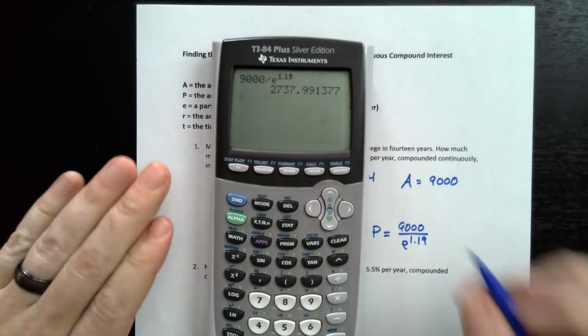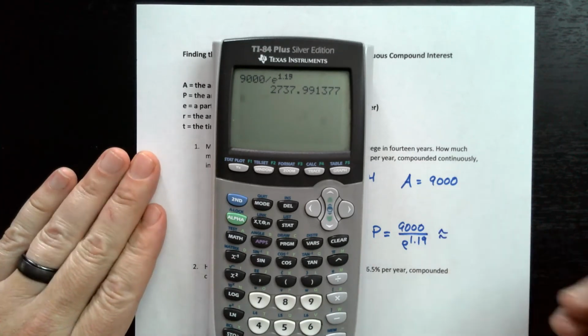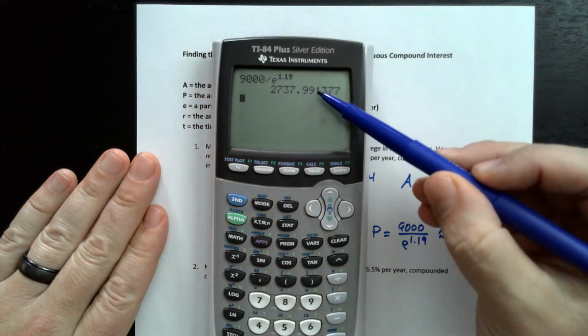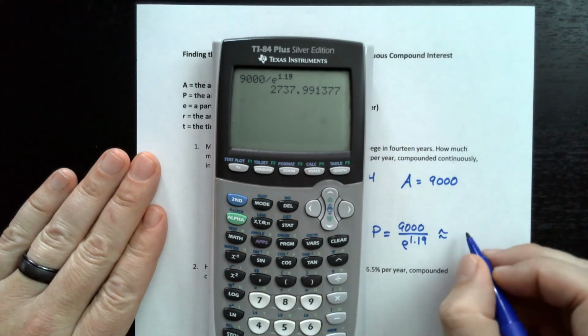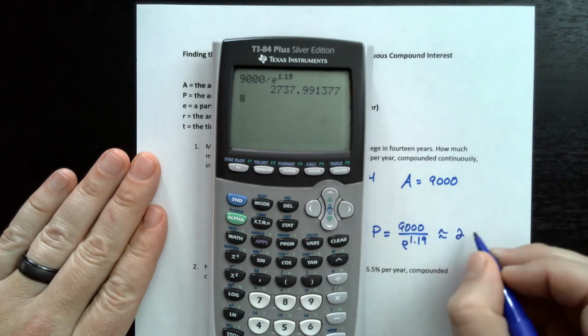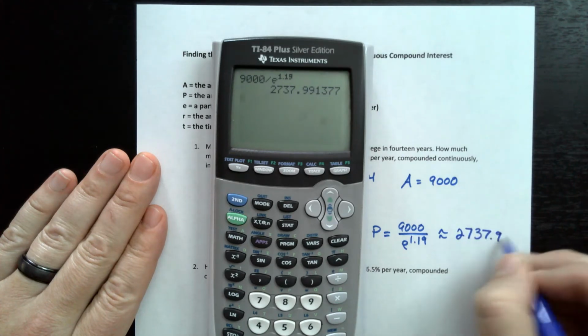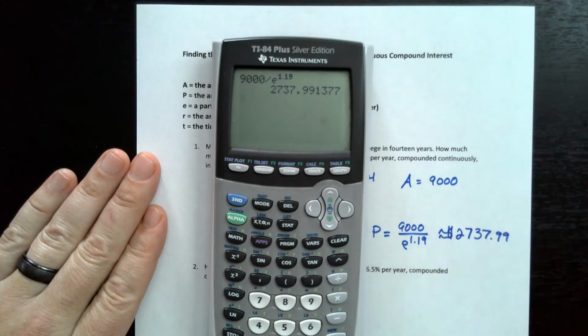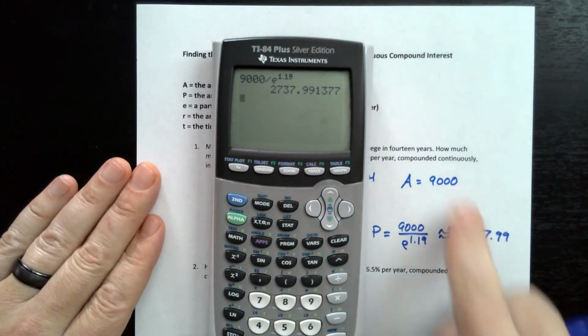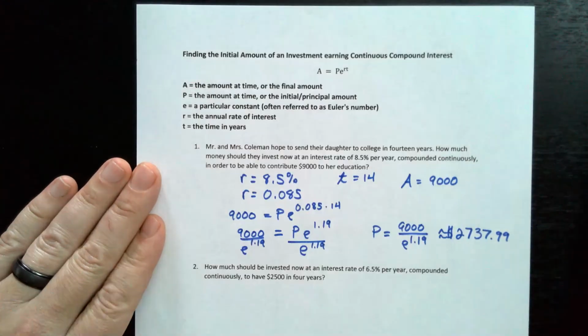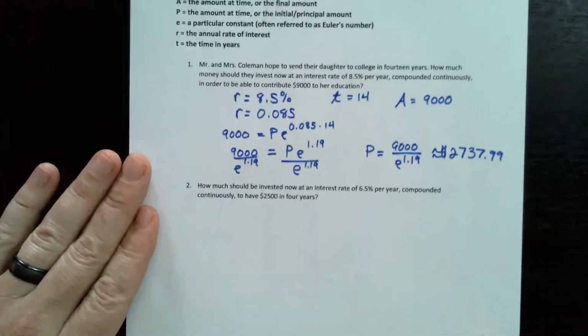And we get approximately, because this is money, so we're just going to go to two decimal places. We'll round. The one is not going to make it round up. So we get approximately $2,737.99. Okay, so that's about how much they need to put in for 14 years in order to get $9,000 out.